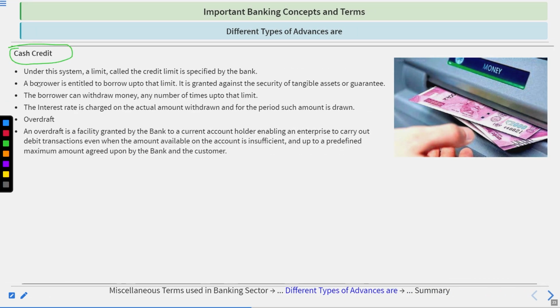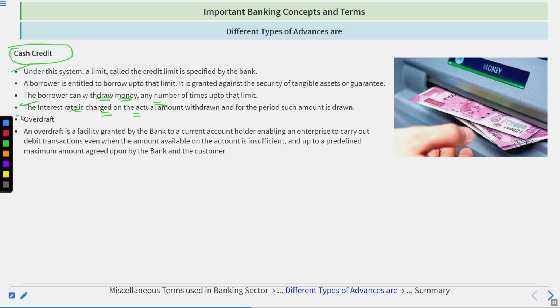Cash credit, let's have a look at this. Under this system, a limit called the credit limit is specified by the bank. A borrower becomes entitled to borrow up to that limit, against the security of tangible assets or guarantee. A borrower could withdraw money any number of times up to that limit. Interest is charged on the actual amount withdrawn and for the period such amount is drawn.